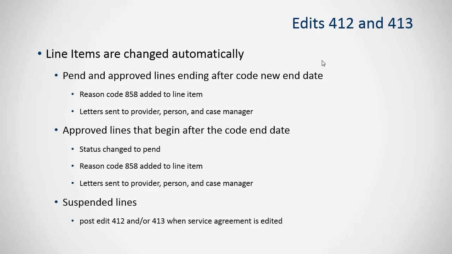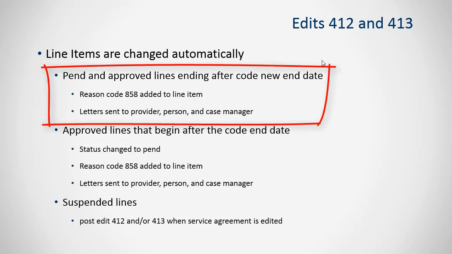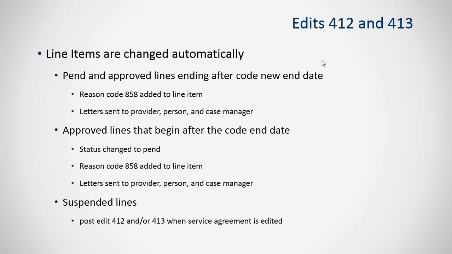When the DHS provider enrollment staff ends the category of service, specialty code, or license code on the provider's record, and that provider is listed on a waiver, AC, or ECS service agreement, the line items under service agreements will automatically be changed in these ways. The pended or approved line items which end after the code ends will have recent code 858 added, generating a letter to the person, case manager, and that provider. The message indicates that the provider record was changed and attention is needed.